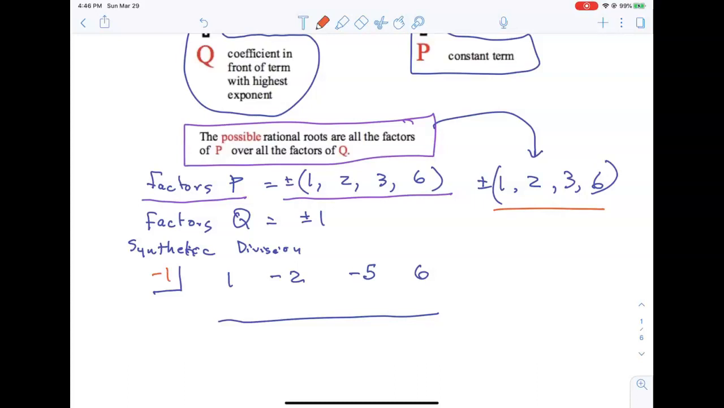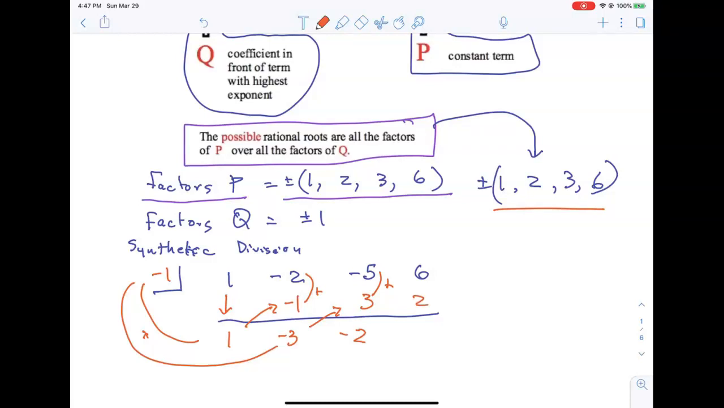All right, let me show you how synthetic division works. Bring down the first number, multiply these two numbers, put the answer here. Add these two, and do it all over again. Multiply these two, that's 3, put the answer here. Add these two. Okay. -1 times -2, that's 2. Add these two, 8. Doesn't work.